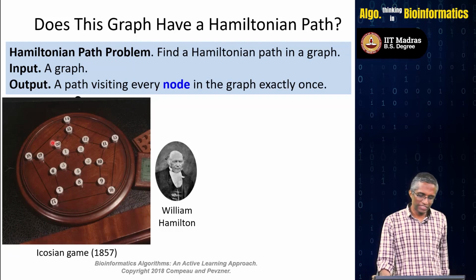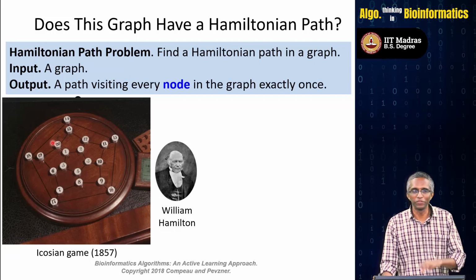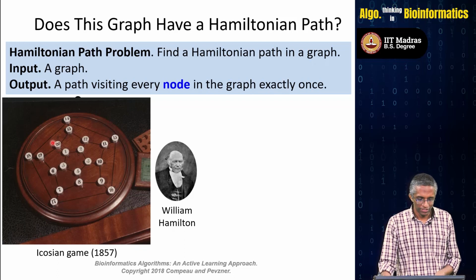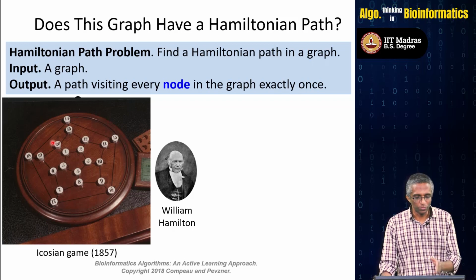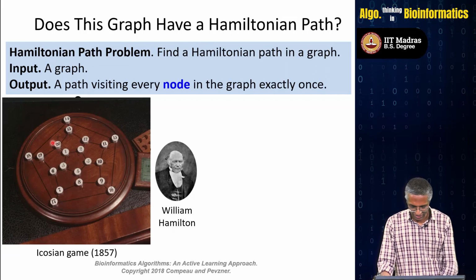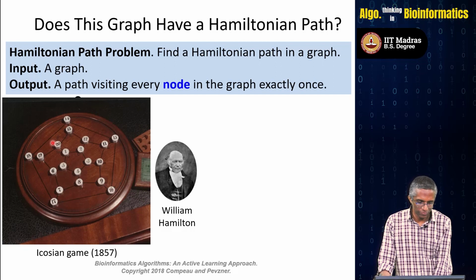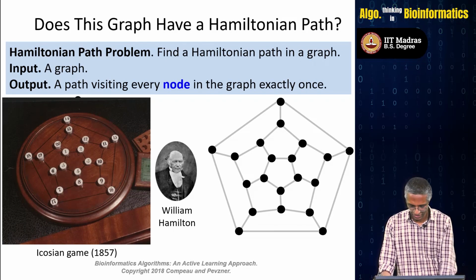And this is exactly where one of the first slides we presented comes in. So this was the Icosian game, and William Hamilton had a role to play in this particular game, and that is the reason this is called the Hamiltonian path problem, right? And so this game has this connection to graph theory and Hamiltonian paths in graphs, right?